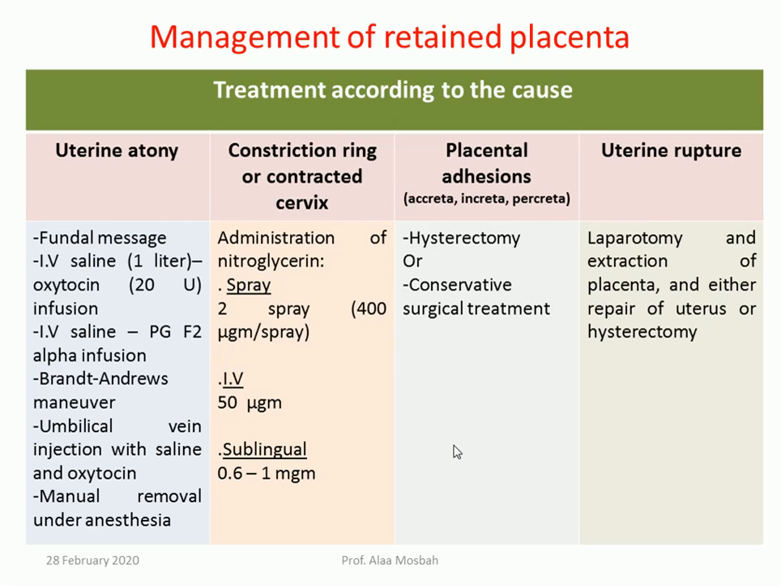In case of uterine atony, we do fundal massage and we give intravenous saline, 1 liter of saline with oxytocin 20 unit infusion, 60 drops per minute to cause uterine contraction. Also, we may give intravenous saline with prostaglandin F2 alpha infusion to decrease the bleeding that occurs with retained part of the placenta and also help uterine contraction to separate the placenta.